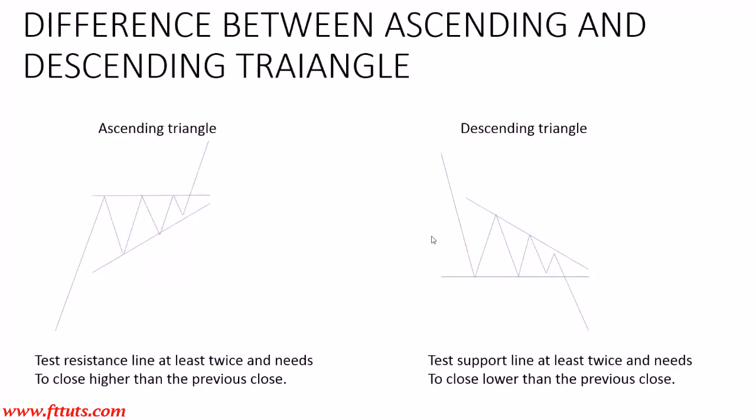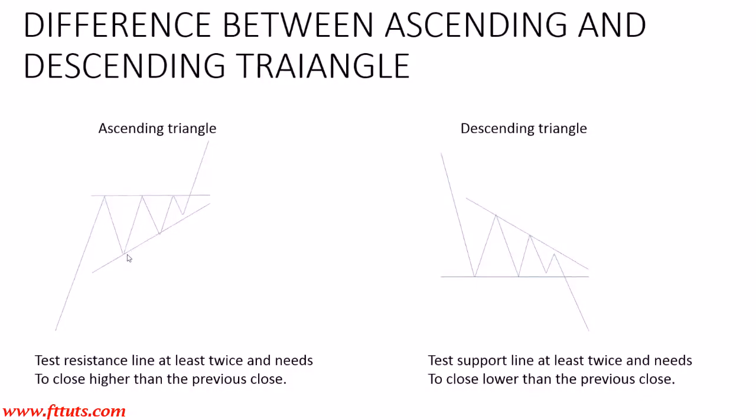Difference between ascending and descending triangles. Ascending triangle: test the resistance line at least twice and it needs to close higher than the previous close. Let's say this is an uptrend. Price pushed upwards, came back down, found resistance at this area. It pushed back upwards, found the resistance again, came back down, and created a higher low.